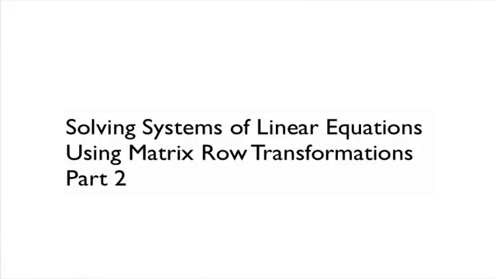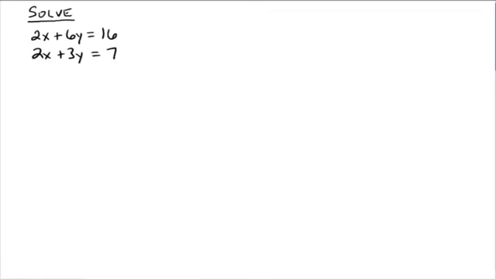Alright, so now we have a couple of examples on solving systems of linear equations using matrix row transformations. This is part 2. Make sure if you haven't seen the first video, you go back and see that one first. Alright, so let's use our system that we were playing with a minute ago. So we always start by writing the augmented form. So 2, 6, 16, 2, 3, and 7.